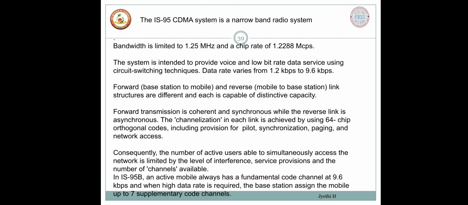The channelization in each link is achieved by using 64-chip orthogonal codes, including provision for pilot, synchronization, paging and network access. Consequently, the number of active users able to simultaneously access the network is limited by the level of interference, the service provisions and the number of channels available. In IS-95B, an active mobile always has a fundamental code channel at 9.6 kilobits per second. When a high data rate is required, the base station can assign the mobile up to 7 supplementary code channels.